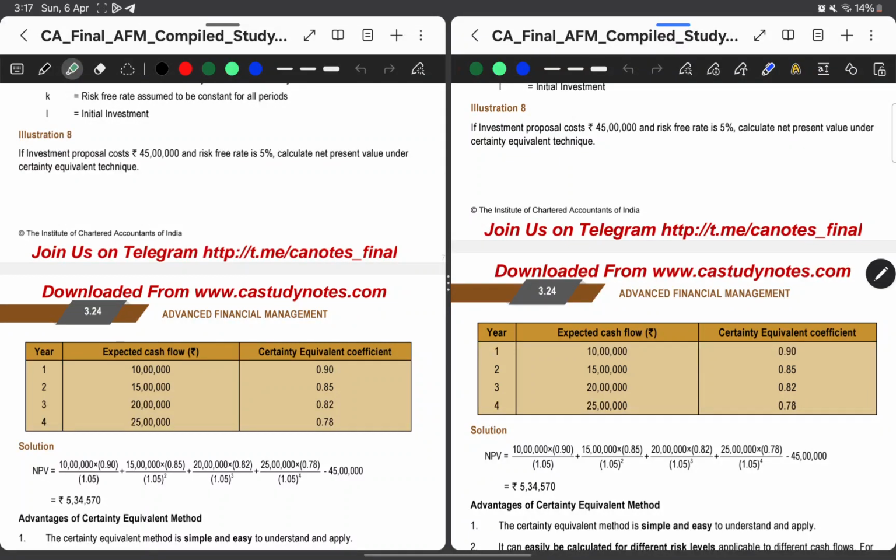Hi CA students, let's revise CA Final AFM Chapter 3 Advanced Capital Budgeting Decision Illustration 8.